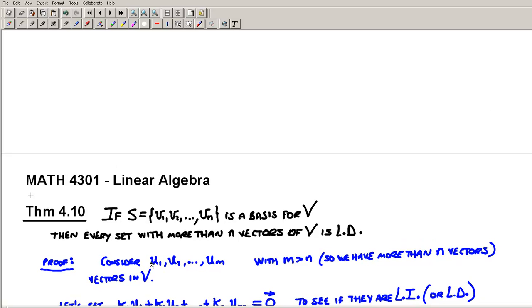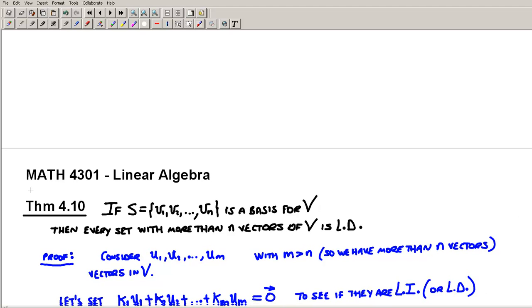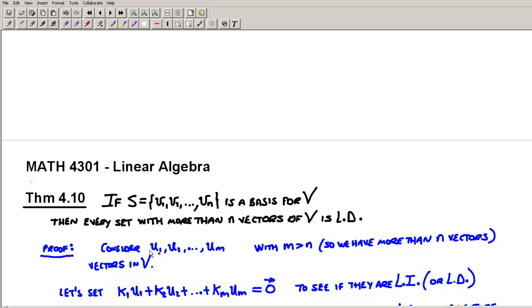The way to do that is, okay, let's take m vectors. M vectors meaning that I'm picking more than the number of vectors that I have in the basis. So I pick m vectors with m greater than n, so I have more than n vectors. Now, I want to show that these vectors are linearly dependent. These vectors are not necessarily any of these here, okay? I just pick any m vectors.